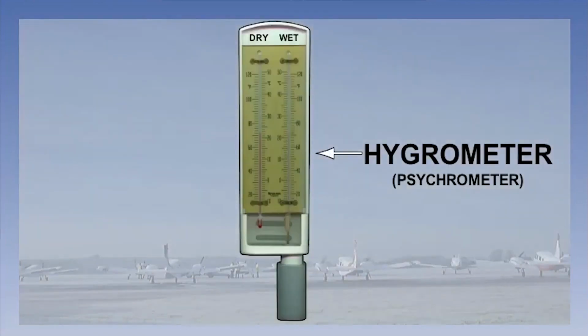In meteorology, it is vital to know how much moisture the air contains at any one point. We can do this using a hygrometer, also known as a psychrometer. Here we see a diagram of one type which uses a wet bulb and a dry bulb arrangement.